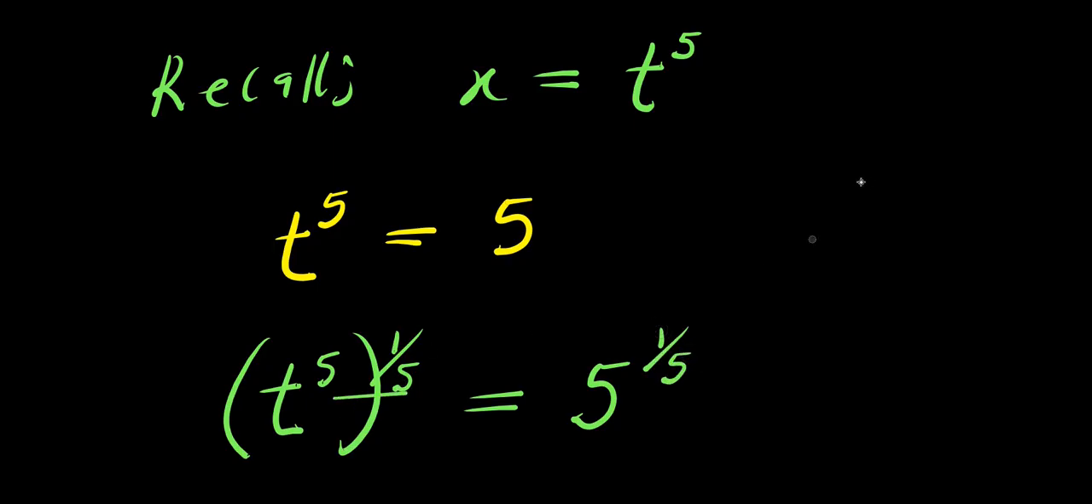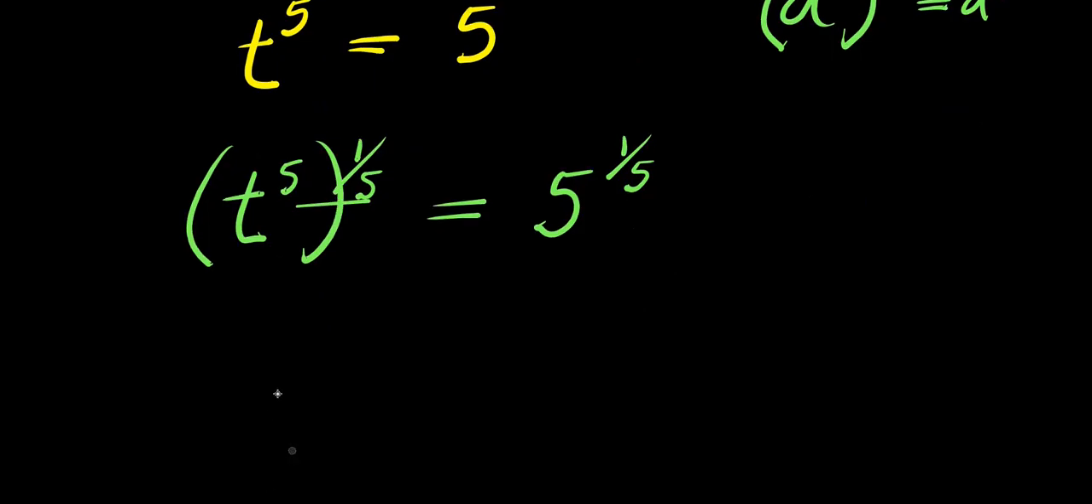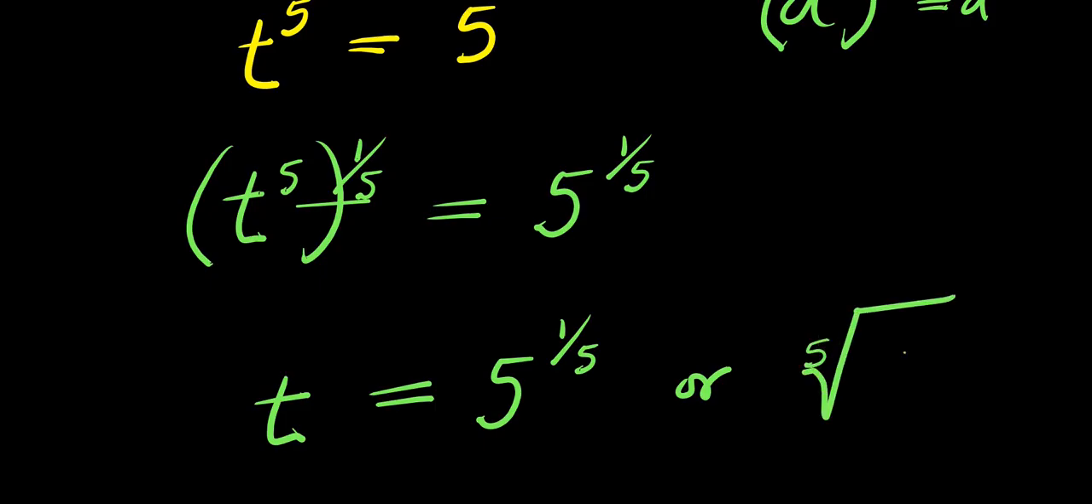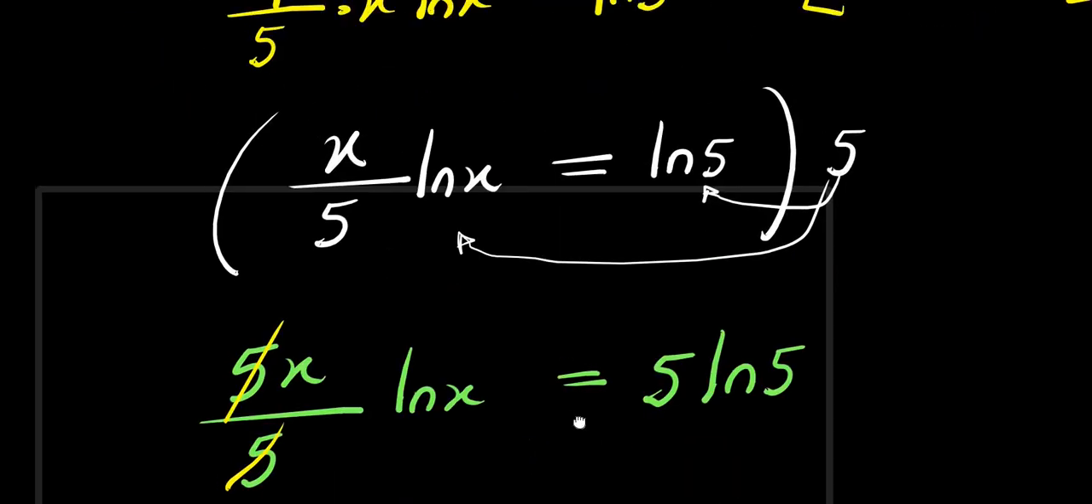I multiply the exponent again. Remember, a power n raised to the power of m equals a power n times m. So I'm going to have t power 5 times 1 over 5, that is 5 divided by 5, cancel out, equals 5 power 1 over 5. Or, consider the same identity, this will be the 5th root of 5. Right? Remember, this will cancel this. So, this is another method of solving it.